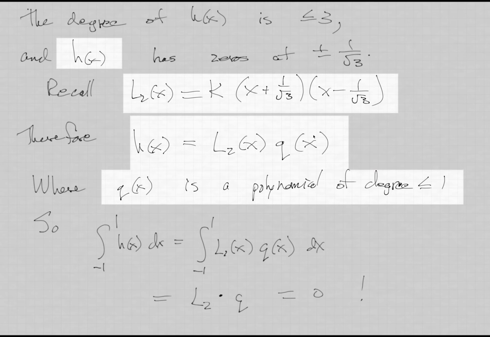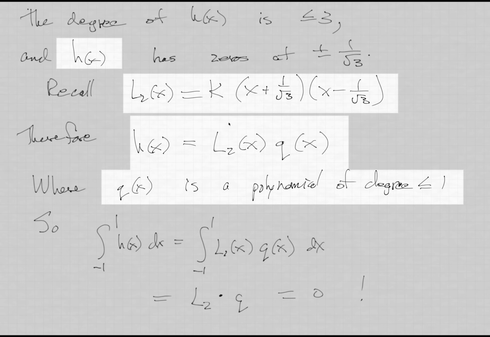But now here's the thing. Remember the whole idea of Legendre polynomials was that they were orthogonal to each other, right? So that each Legendre polynomial was orthogonal to all the earlier ones, and all the later ones, of course, implicitly.